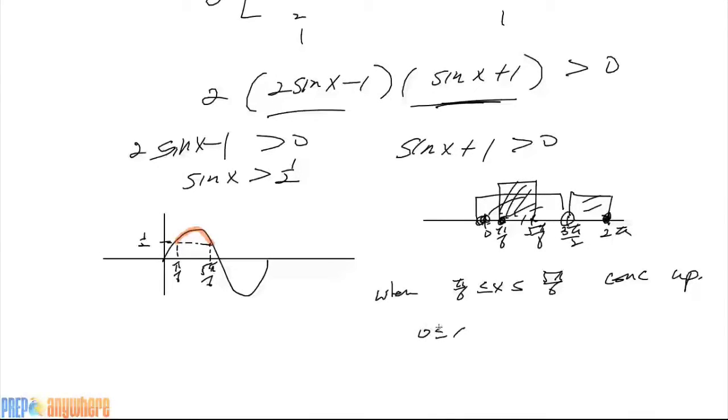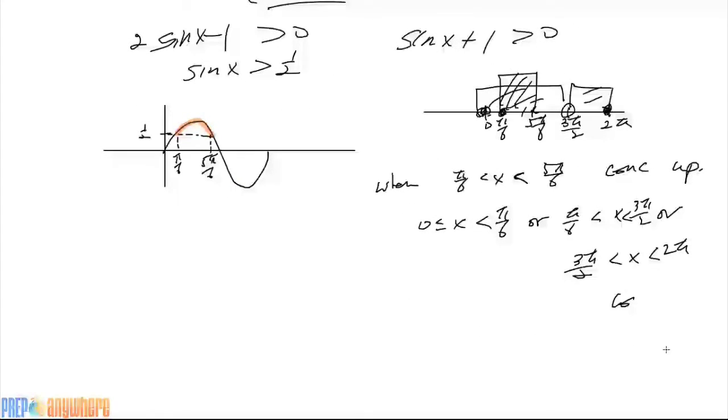When it's from 0 to, actually you don't include the pi over 6. They're actually inflection points. Up to there, or from pi over 6 all the way up to 3 pi over 2, or this is kind of a lot to write, 2 pi. This is concaving down. Your teachers might be happy with just saying everywhere else is concaving down.